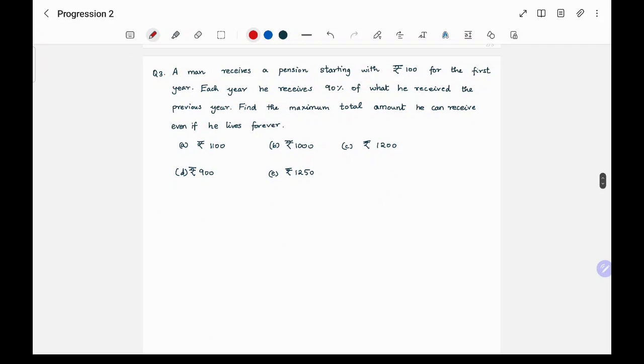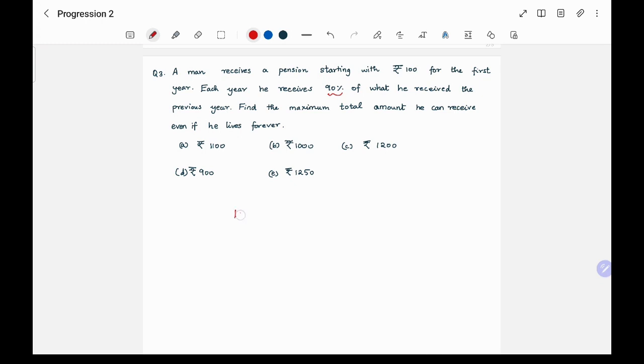A man receives a pension starting with rupees 100 for the first year. Each year he receives 90% of what he received the previous year. Find the maximum total amount he can receive even if he lives forever. So from the question only you can identify it is some kind of GP, right? Geometric progression, because of this 90%.